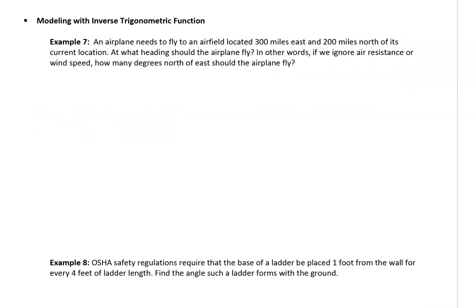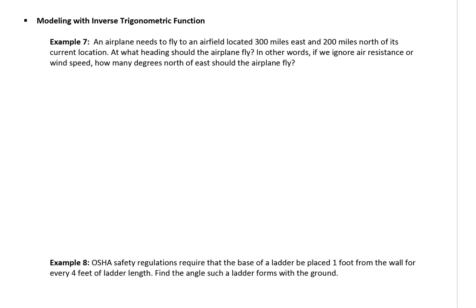An airplane needs to fly to an airfield located 300 miles east and 200 miles north of its current location. At what heading should the airplane fly? In other words, if we ignore air resistance or wind speed, how many degrees north of east should the airplane fly?